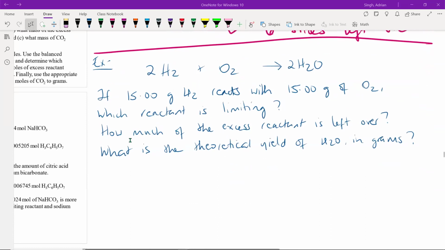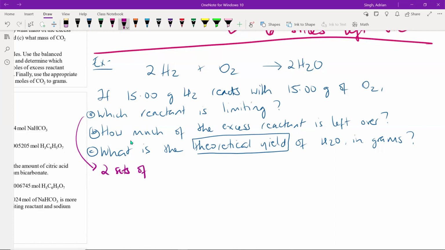It asks us which reactant is limiting, and then, let's separate that. That's A. B is how much of the excess reactant is left over. And then C, it says, what is the theoretical yield of water in grams? And we'll address that at the end. So let's take a look at the first part here. It says, which reactant is limiting? Well, based on what we talked about before, we need to do two sets of calculations. We're going to start with each of the reactants.